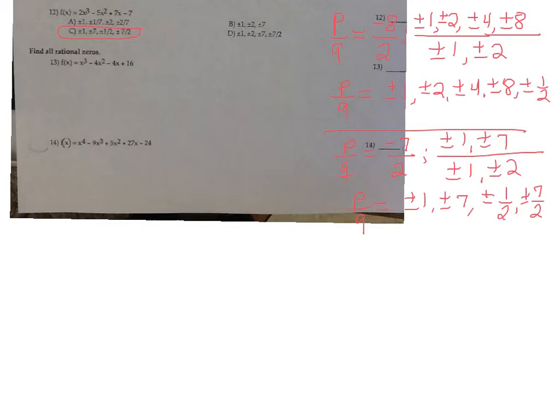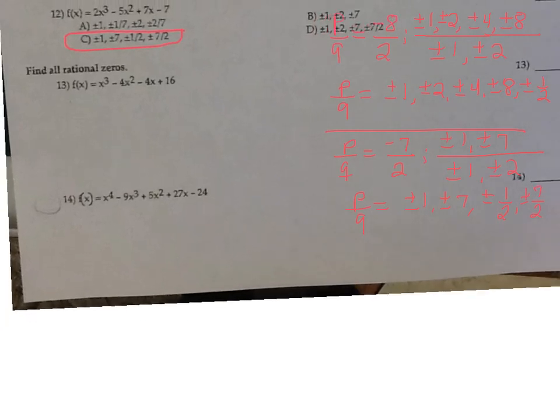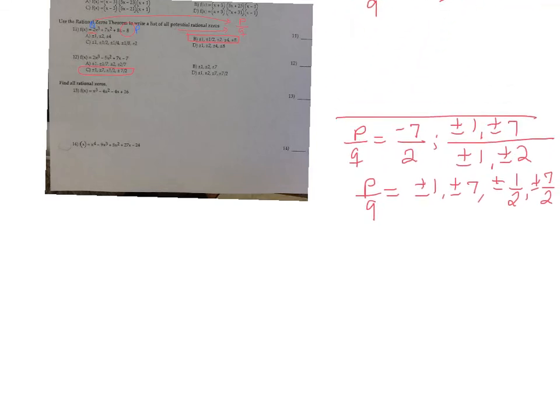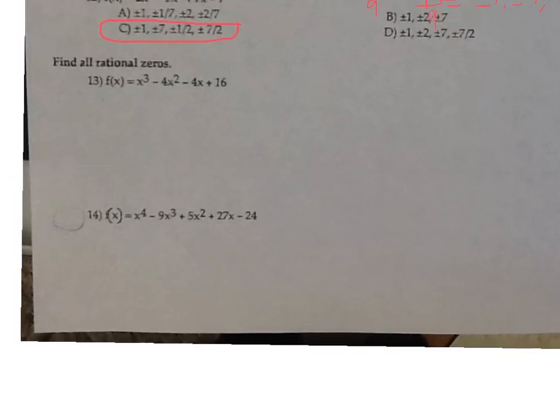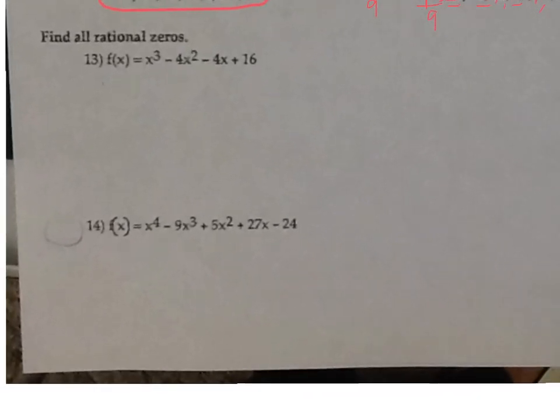Now, the last part, number 13. In problem number 13, let me just bring this out of the way. So in number 13, what we need to do is find all the rational zeros. And these problems are going to be a little tedious, so it's going to take time. Why is that? Because out of all your combinations, you have to try one by one and find out which is the one that would be a zero.